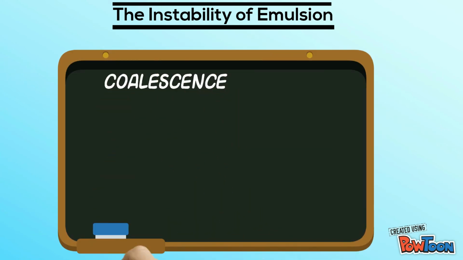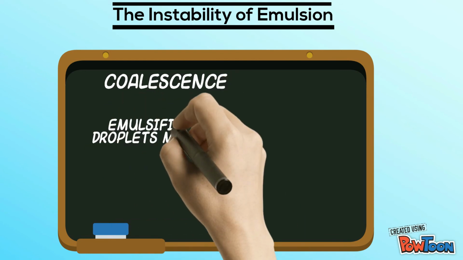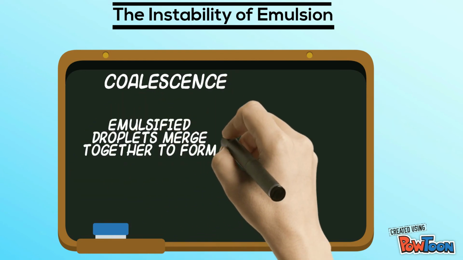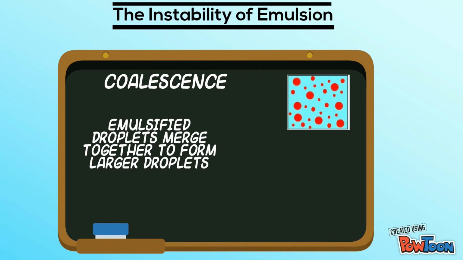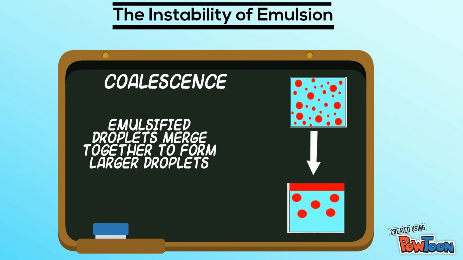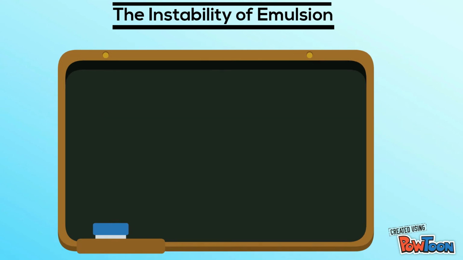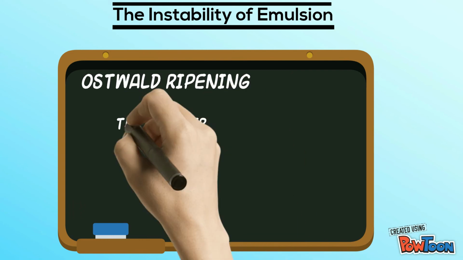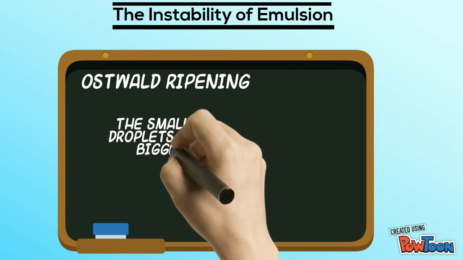Next, coalescence. Emulsified droplets merge together to form larger droplets. Lastly, Ostwald ripening. The smaller droplet gets bigger.